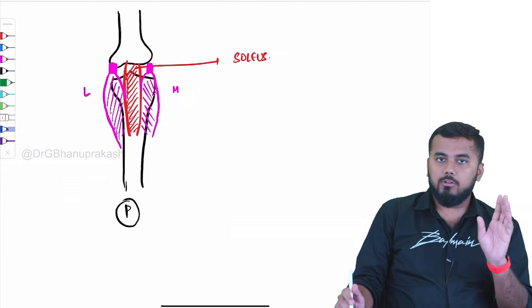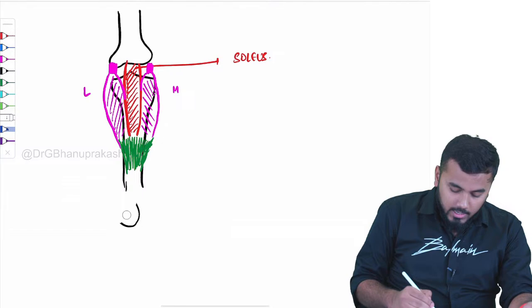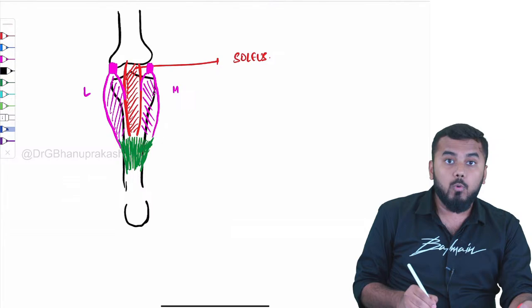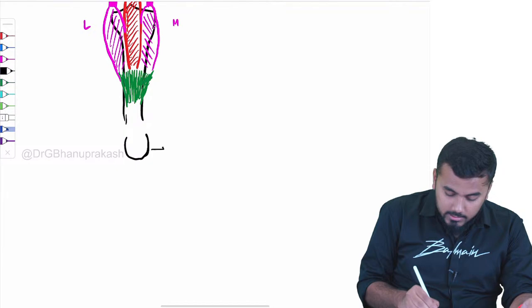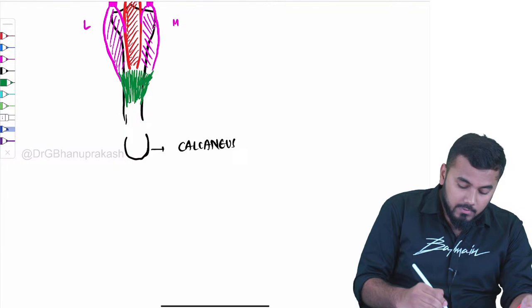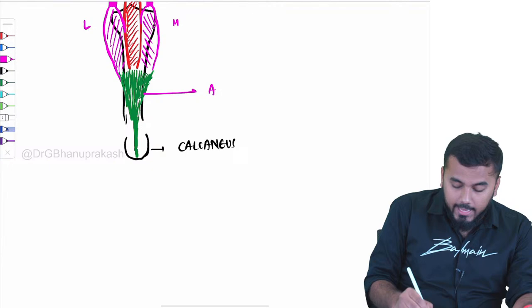All these muscles together form a common tendon. And this common tendon comes down all the way. And down there, you have got your bone here, where your foot mainly rests. This is called calcaneus. All these tendons together join to form a common tendon, and it is attached to the calcaneus. And this tendon, you call it Achilles tendon.